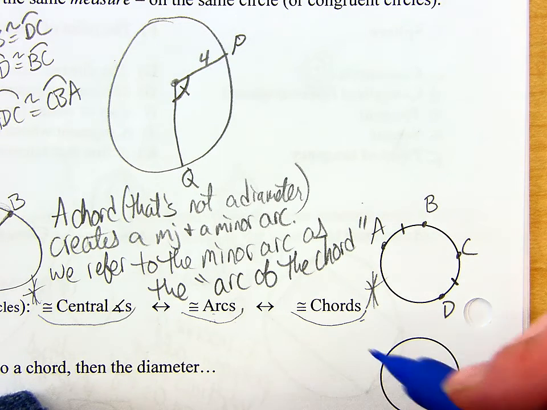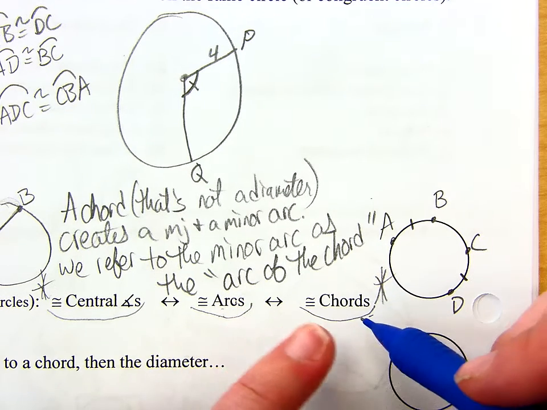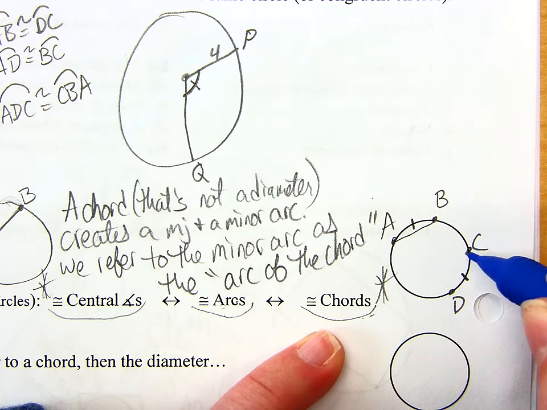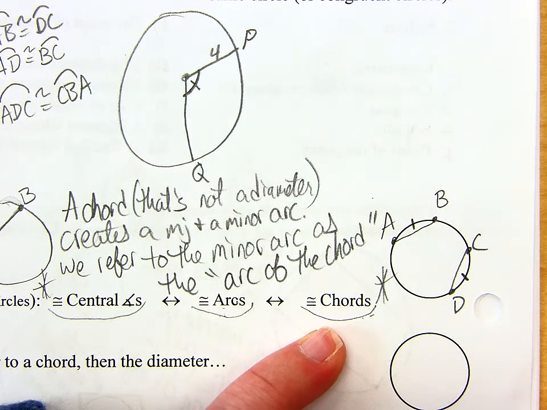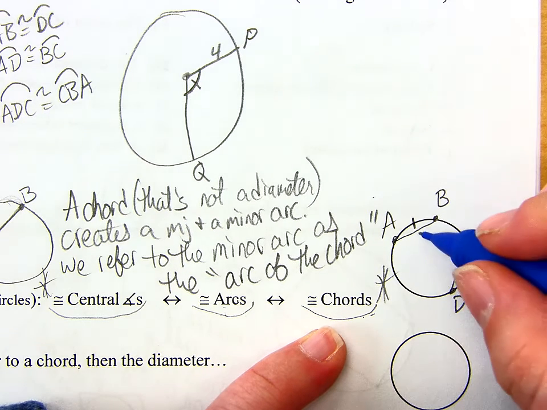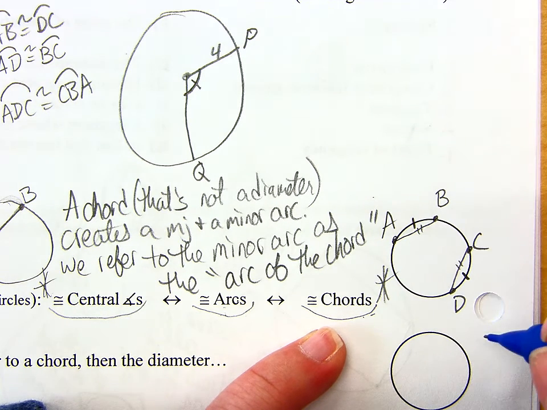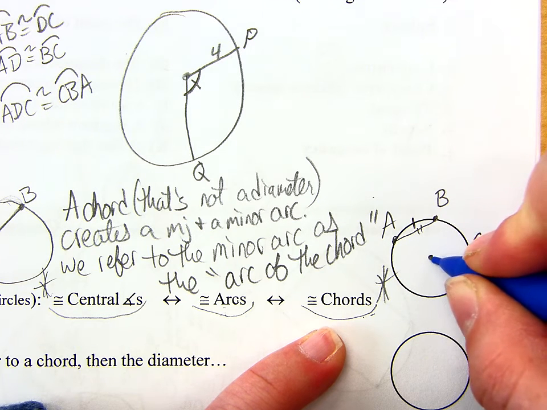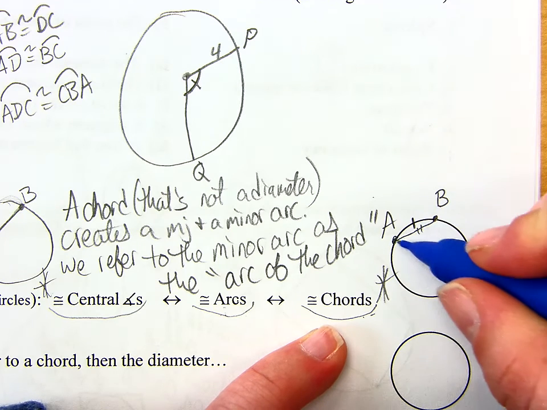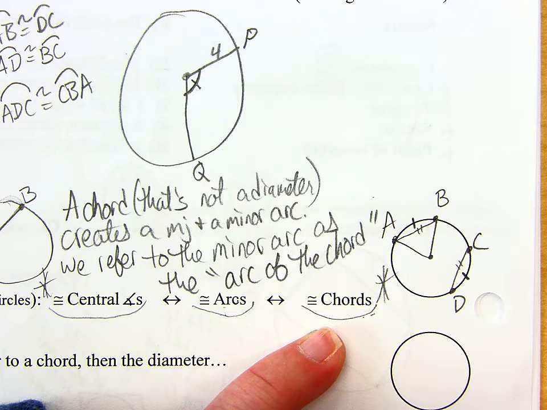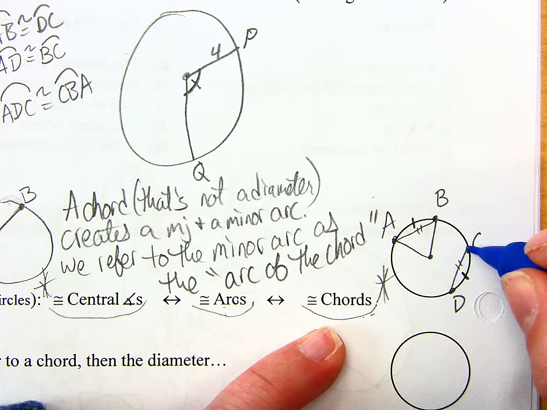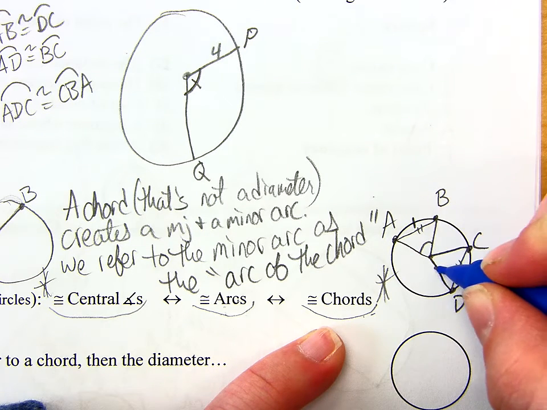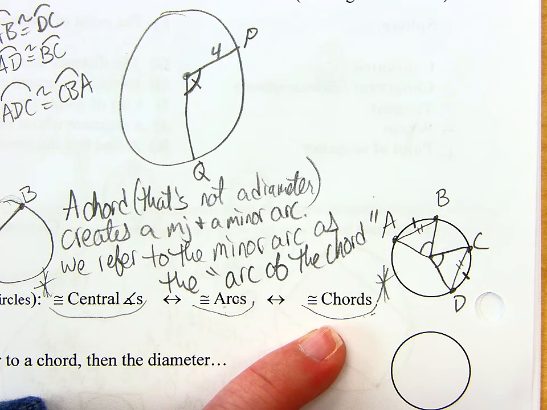Because I have congruent arcs, if I were to draw their chords, chord AB and chord CD, they're automatically congruent to each other. And if I were to draw in their central angles, you'd have the center of the circle, and then you would just draw a radius to each point. So there's the central angle for arc AB, and here's the central angle for arc CD. I would know that those two angles are congruent. That's what this is saying.